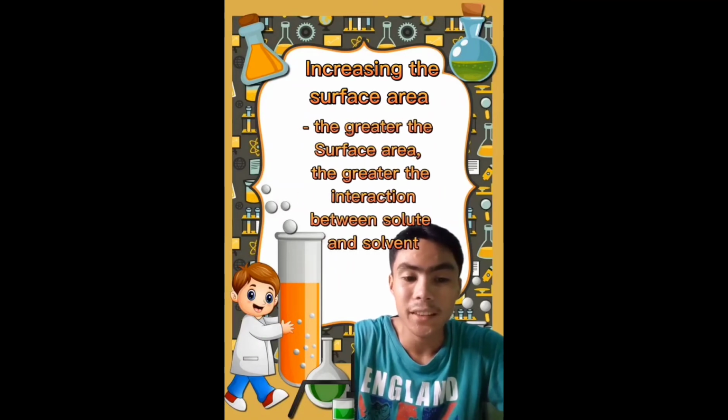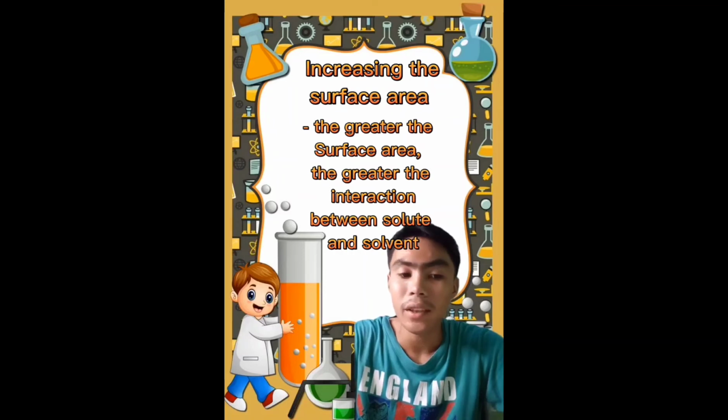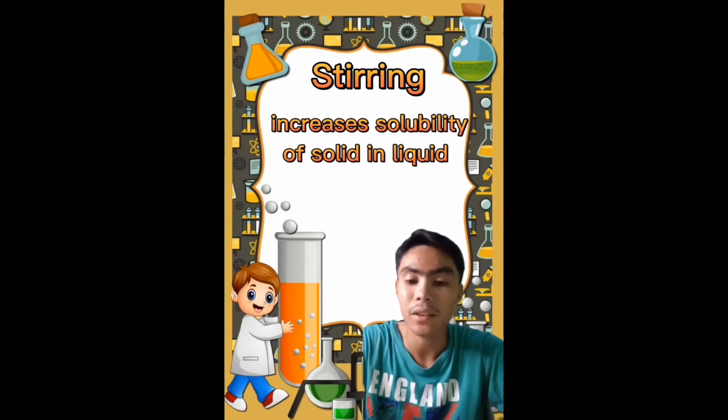Third, increasing the surface area increases the solubility of a solid because a larger number of molecules have contact with the solvent. The greater the surface area, the greater the interaction between solute and solvent. And last is stirring. It increases the solubility of solid in liquid.